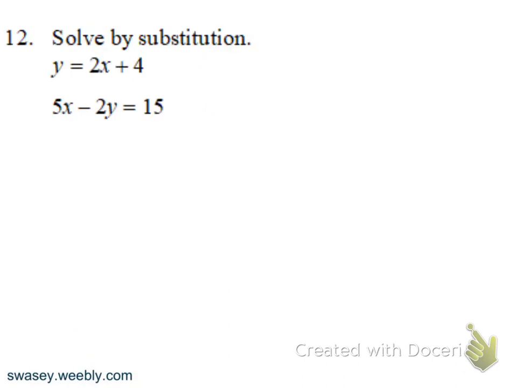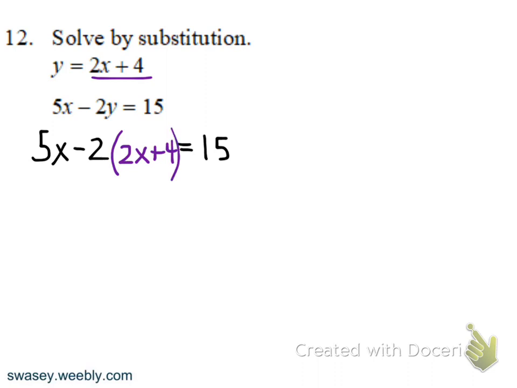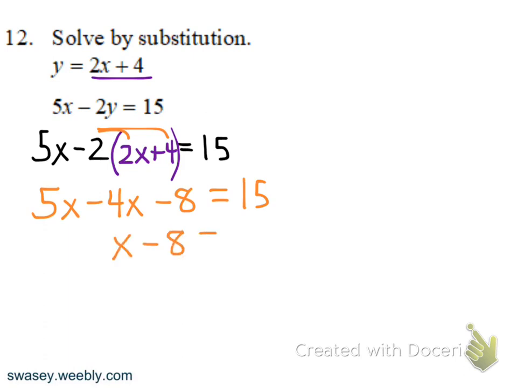Here we're solving by substitution. Replace y with what it's equal to, in this case 2x plus 4. Get rid of the parentheses, distribute. Negative 2 times 2x is negative 4x. Negative 2 times 4 is negative 8. Still have the equal to 15. Combine like terms. 5x minus 4x is 1x or just x. From here, to get rid of minus 8, add 8.